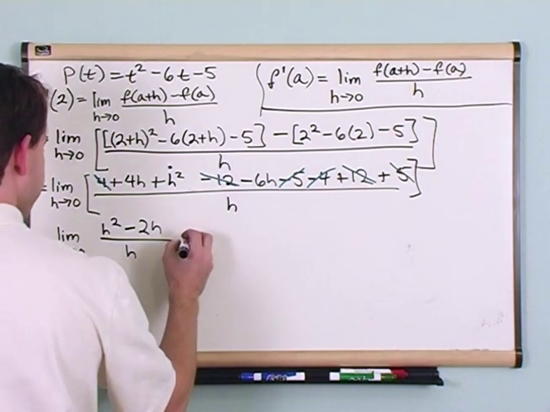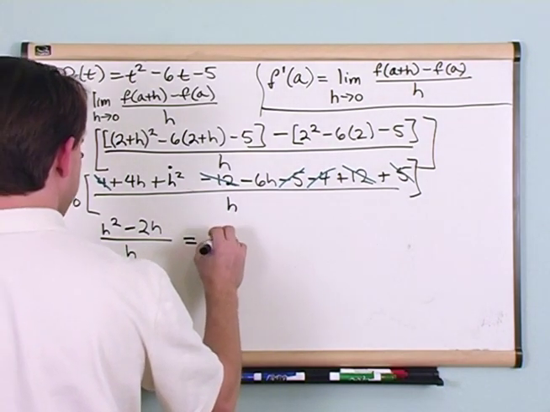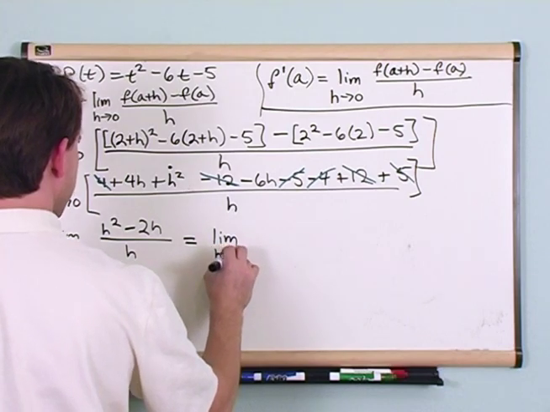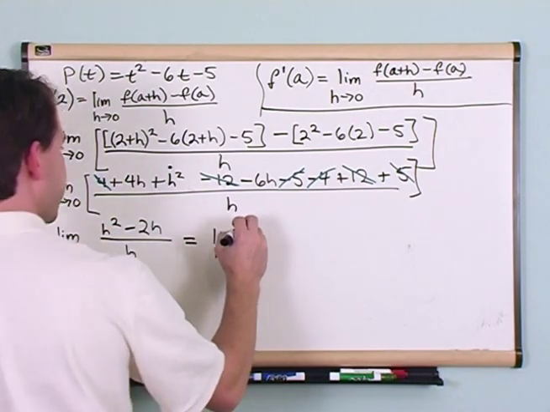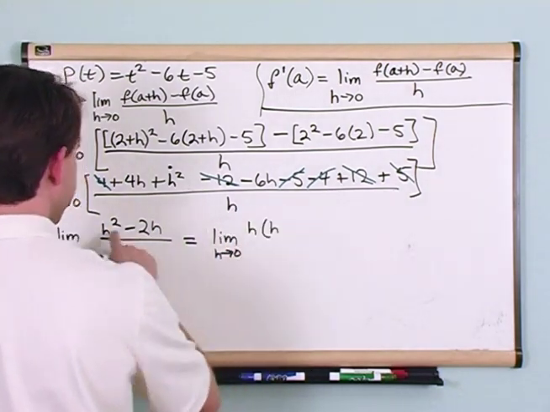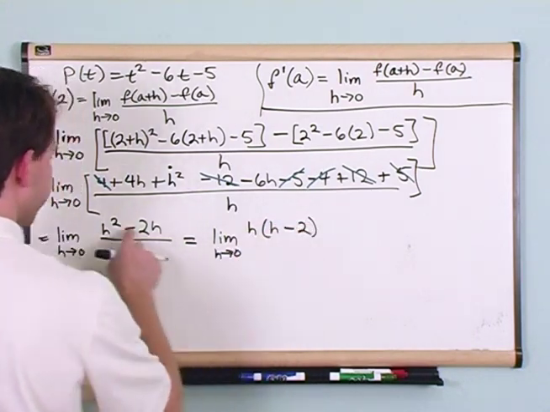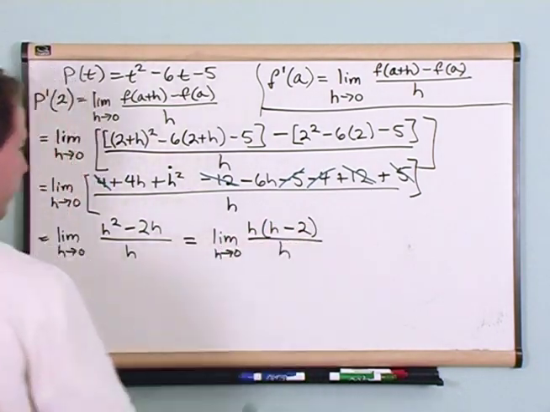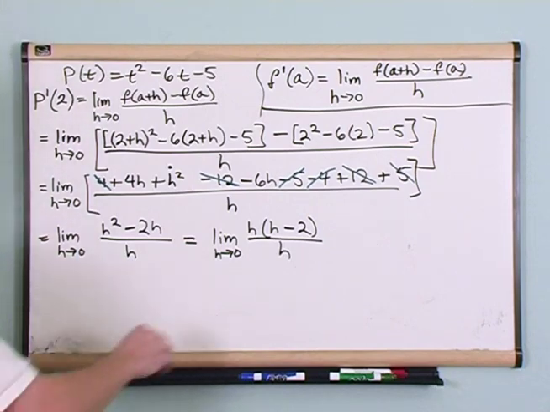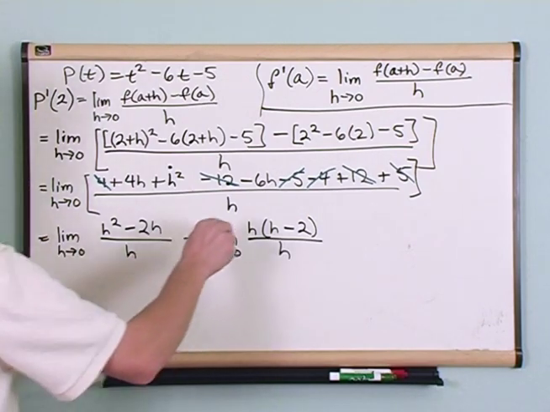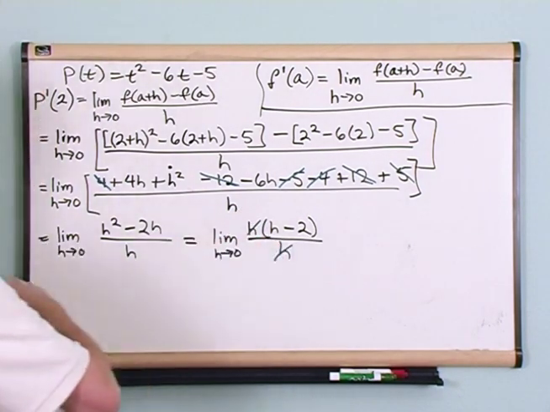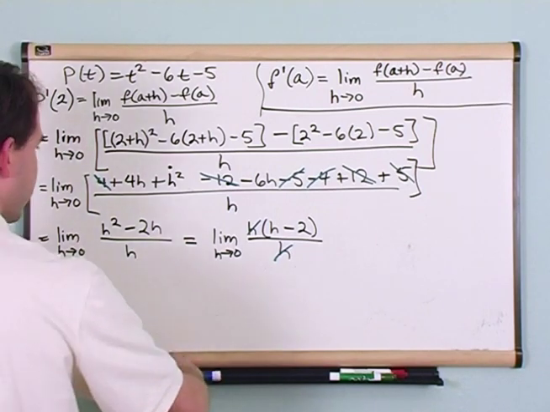Now how do you simplify this? I could say this is equal to the limit as h goes to 0. I'm going to pull out an h from the top. It's going to be h inside, minus 2. All I did was factor out an h. And this is over an h. Now the only reason I really did that is because I knew that if I did that, this would cancel with this. Okay, because h divided by h is 1.